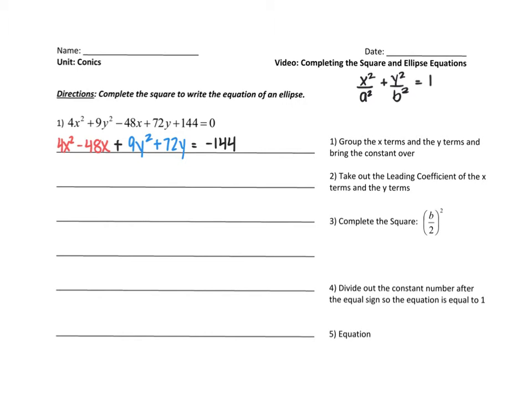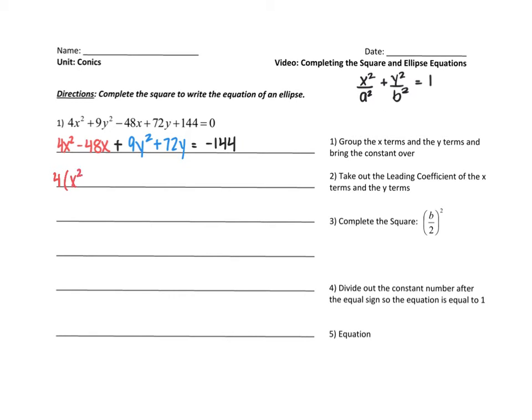Now, we know we cannot complete the square unless the leading coefficient, unless that term is 1. So this 4 can't be here, and this 9 can't be here. So we're not taking out a GCF, because then we would be taking out the x's and the y's. We're just taking out that leading coefficient.